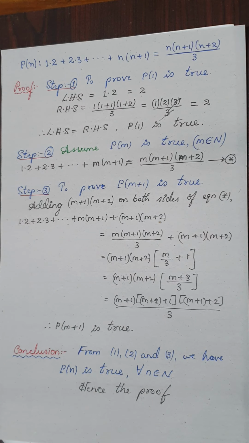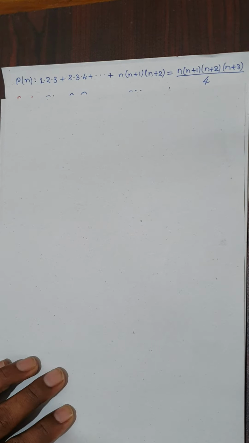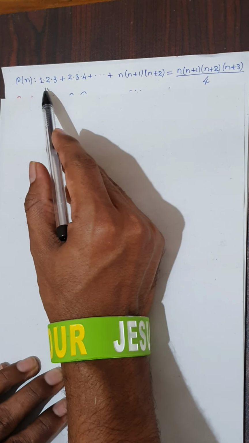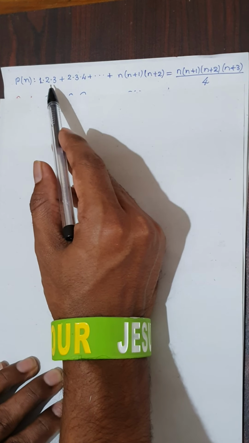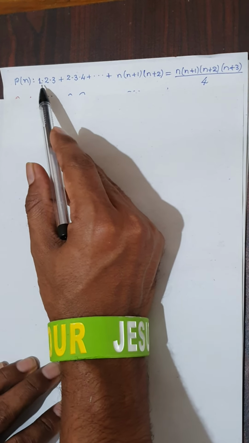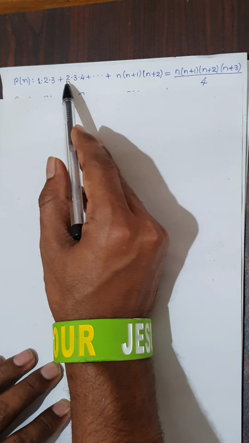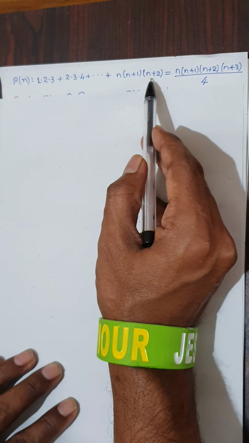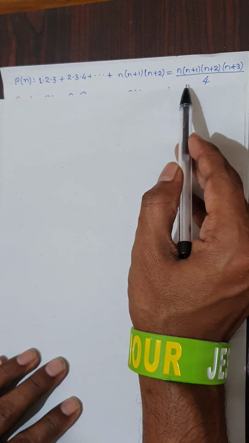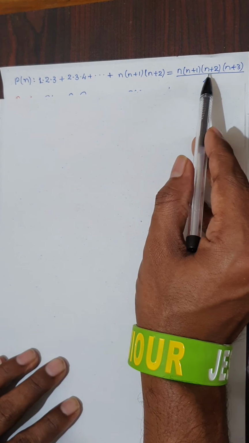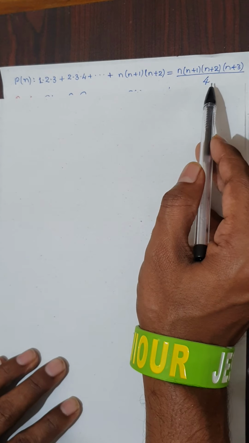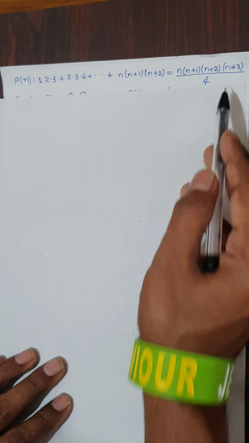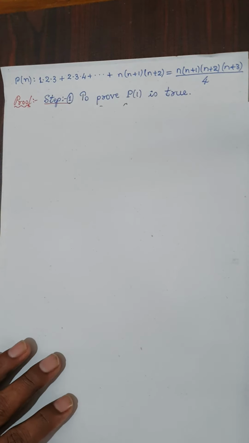Let us take the similar question now. Fine, so here comes the next question. You can note it clearly. Each term is a multiple of 3 terms. You can see here, first term is 1 into 2 into 3, 2 into 3 into 4, so on, up to n into n plus 1 into n plus 2. This I have to show as n into n plus 1 into n plus 2 into n plus 3 by 4. Okay, so as we all know, let's start with step 1.